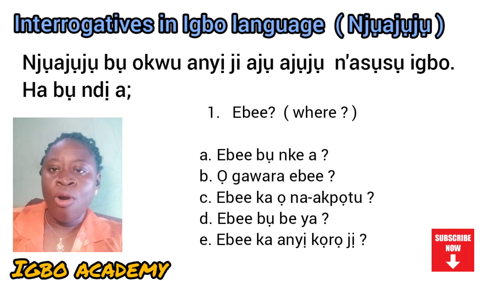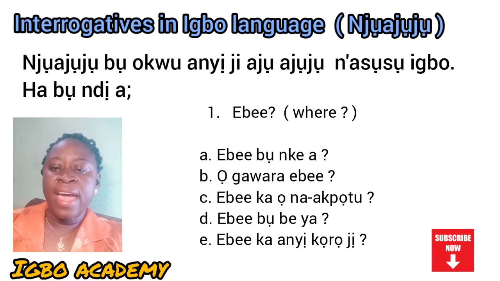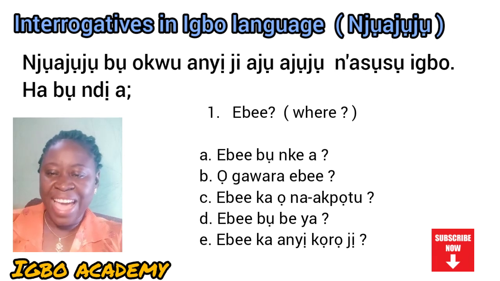Second example, Ọ gawara Ebee. Where has he or she gone to? Another example, Ebee ka ọ na-akpọtụ. Where is it happening?